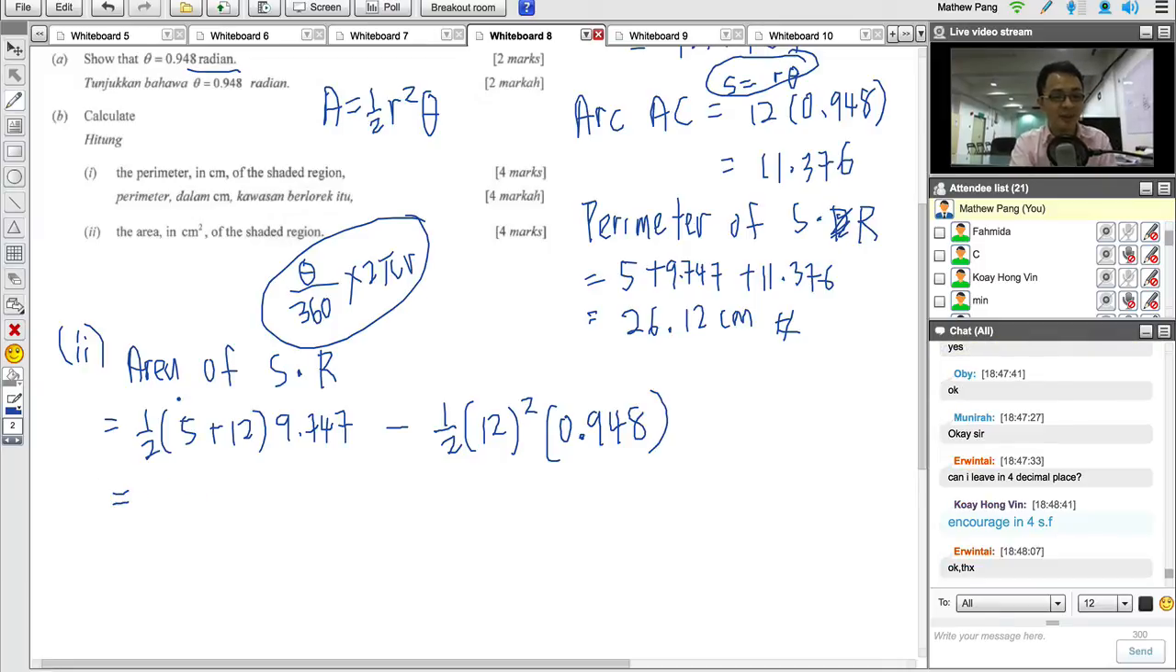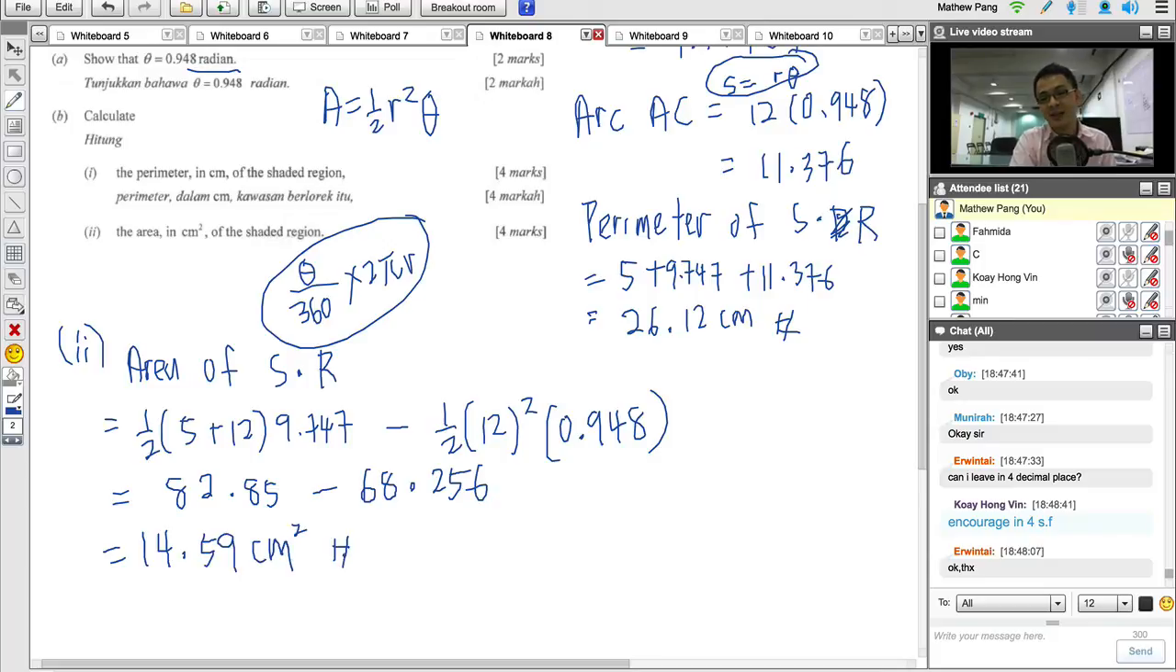Then I solve this one. Let me see, 17 multiply 9.747. Is this 747? Yeah, correct. And then divide by 2. So this is 82.85, minus this one, 144 divided by 2 multiply 0.948, which is 68.256. So 82.85 minus that, I will actually get the answer, 14.59, or 594. I think it's fine. I get the same answer as you.